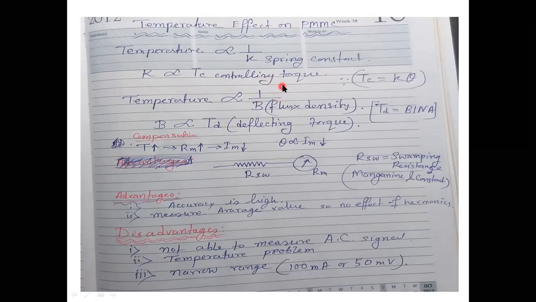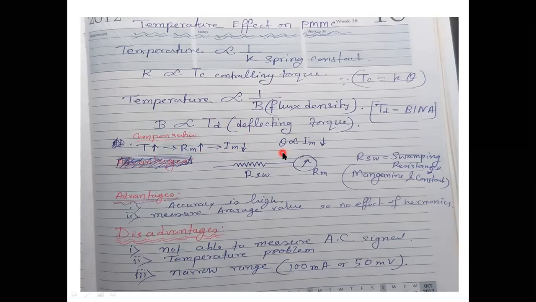So how could we do this? Look, when T rises, temperature rises, Rm also rises. Means the resistance of the meter also rises. And then Im is automatically reducing. So theta is proportional to the Im. So in this way we are applying this.